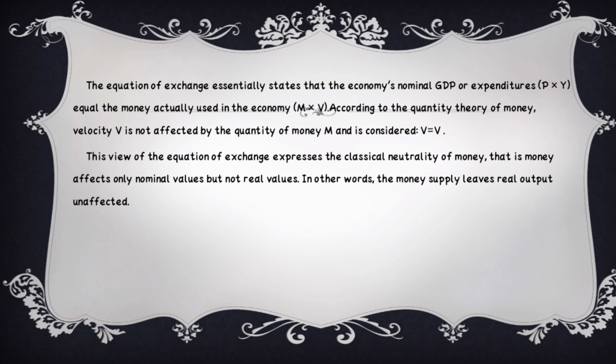According to the quantity theory of money, velocity or V is not affected by the quantity of money or M and is considered constant. Also, potential real GDP is not affected by M and is considered constant, Y equals Y. It follows directly from the equation of exchange, M times V equals P times Y, that the change in M is equal to changes in P in the long run.